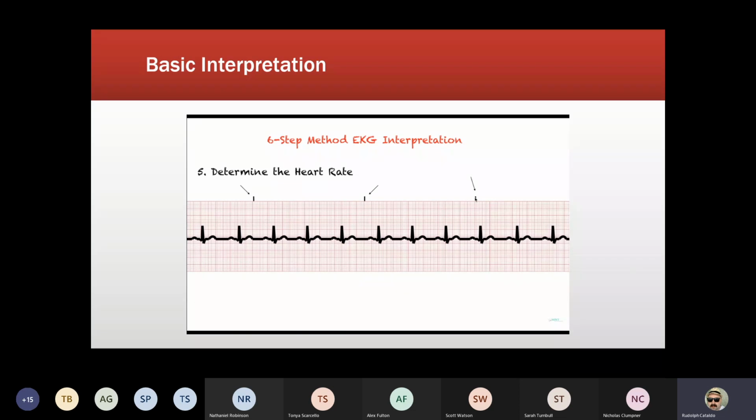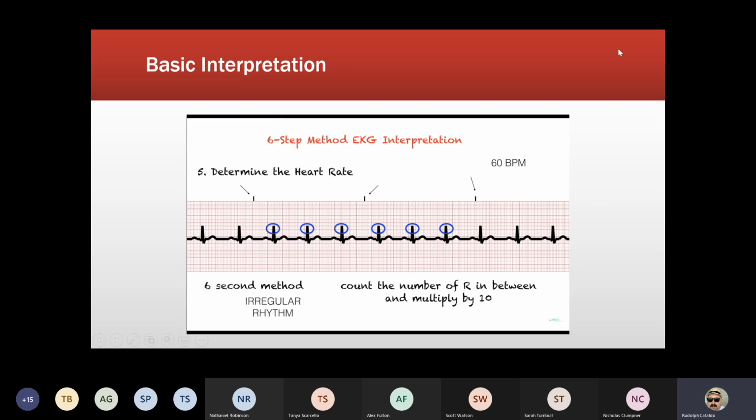The reason why this is important is that if it is a 6-second strip, then we can do a technique called the 6-second method. And the way we do this is that we count the number of R's between these three lines right here and multiply them by 10. So for this strip, we have 1, 2, 3, 4, 5, 6, and multiply that by 10. That will give us a heart rate of 60 beats per minute. One thing to remember is that this method works best for irregular rhythms.